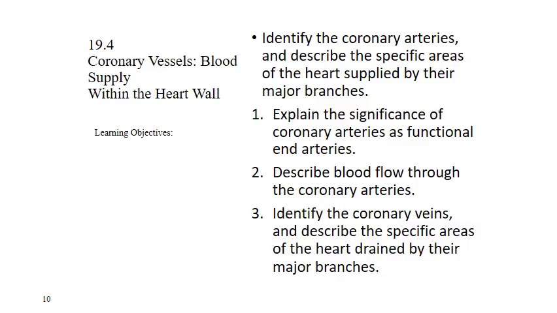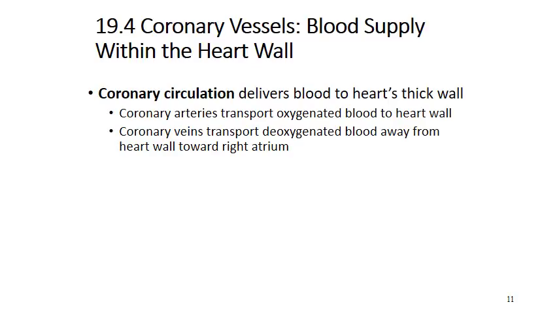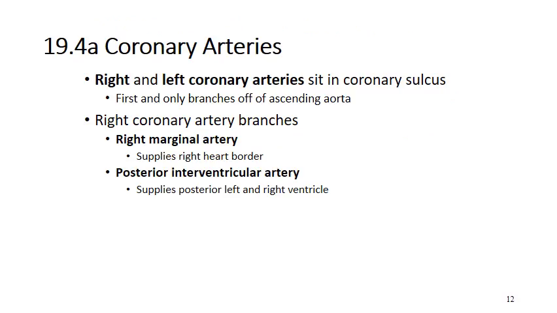All right, so our last part here, talking about the coronary vessels, the blood supply within the heart wall. Coronary circulation, of course, is super important to ensure that our heart has enough oxygenated blood. So we have the coronary arteries bringing in oxygenated blood, and then the coronary veins taking the deoxygenated blood away from the heart towards the right atrium to go back through the lungs. There are the right and the left coronary arteries, and they sit in the coronary sulcus that we already talked about. They're the first and only branches off of the ascending aorta, and we found those within the aorta when we were dissecting the pig heart.